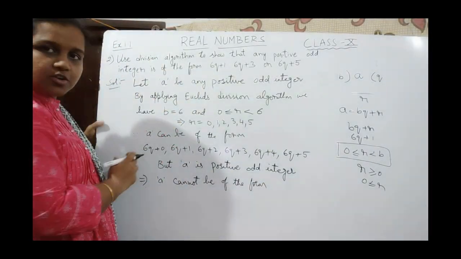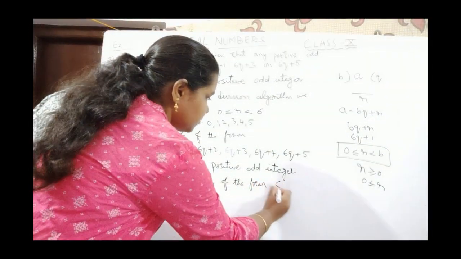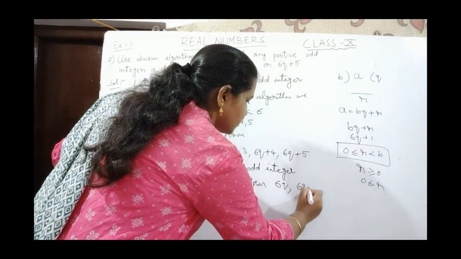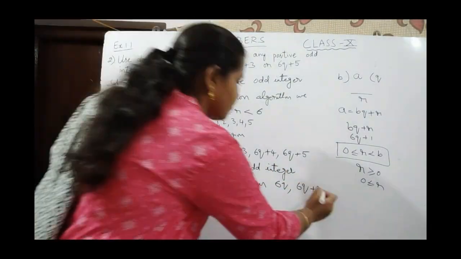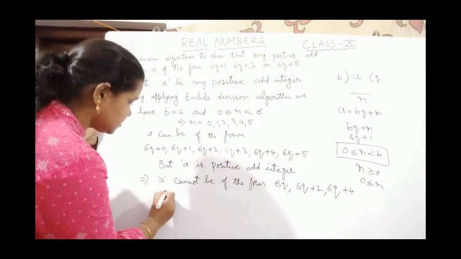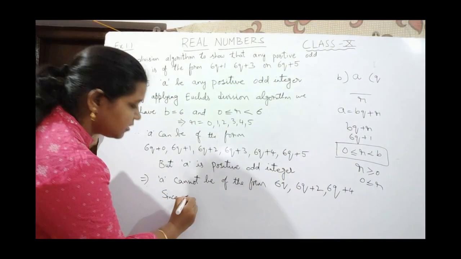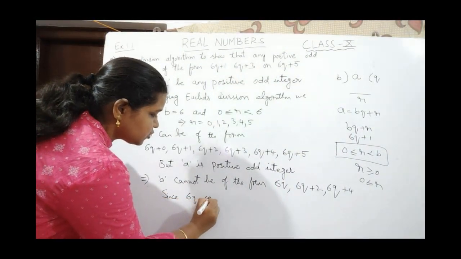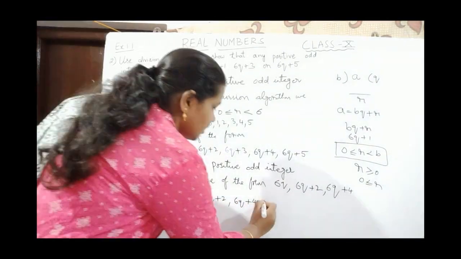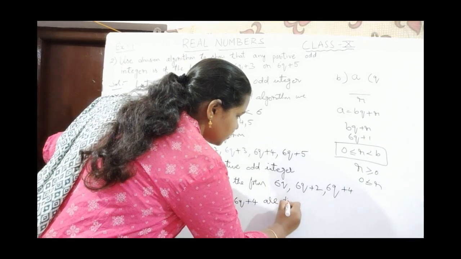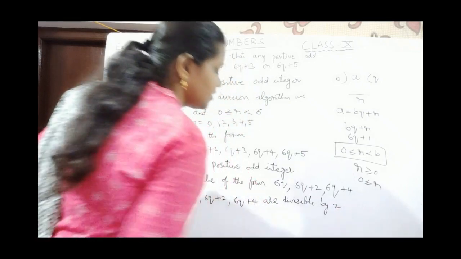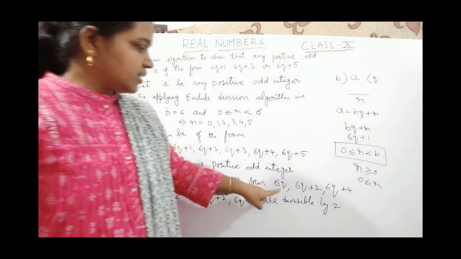This is 6q plus 0, which is nothing but 6q. It cannot be of the form 6q plus 2, and also it cannot be of the form 6q plus 4. Why? Since 6q plus 2 and 6q plus 4 are divisible by 2. You can observe here, 2 is a factor for 6q.